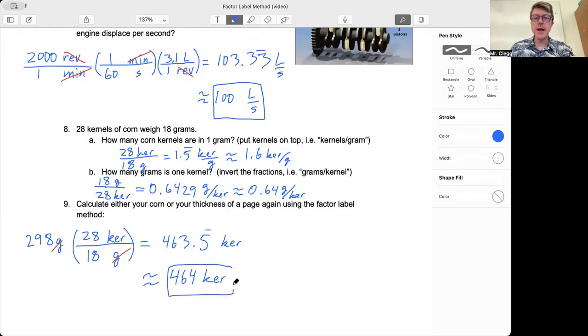But the idea is this is a good way to organize your thoughts. You can put your units and really figure out a lot of things. Not that this is that hard, but keeping your thoughts organized in terms of grams and kernels can be really easy if you label things well and think of it in terms of this.